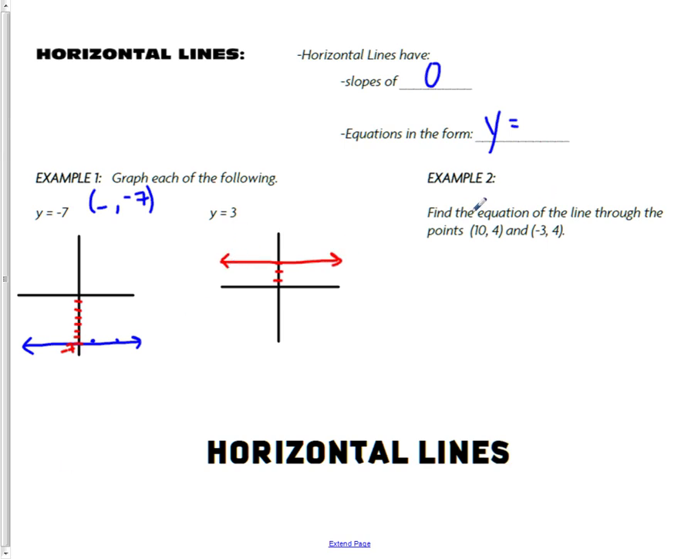If we have to find the equation of a line through the points (10, 4) and (-3, 4), again, we might be thinking, oh, this is going to be hard work. I have to put it in slope-intercept form or point-slope form or whatever it is. Or you might notice that they both have the same y coordinate. And as soon as that happens, we know it's going to be a horizontal line, and it's going to be the horizontal line y equals 4.